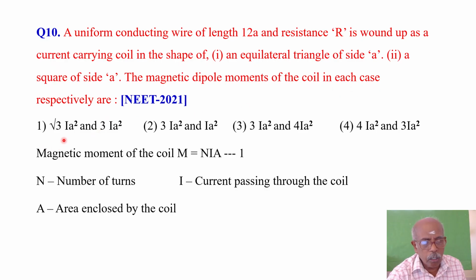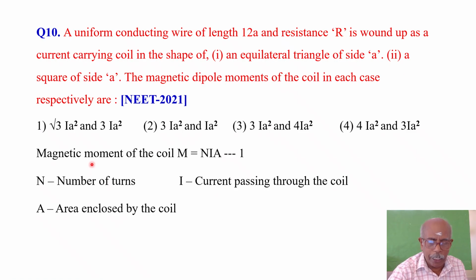The magnetic dipole moments of the coil in each case respectively are how much? Option 1: root 3 Ia square and 3 Ia square. Number 2: 3 Ia square and Ia square. Number 3: 3 Ia square and 4 Ia square. And option 4 is 4 Ia square and 3 Ia square. Which one is the right answer? That we are going to find out.